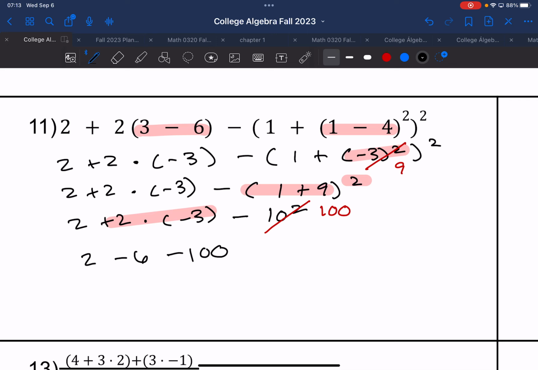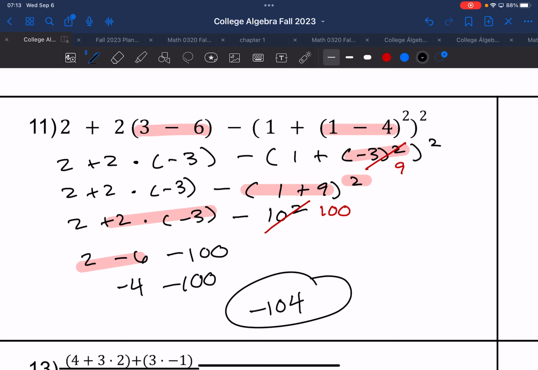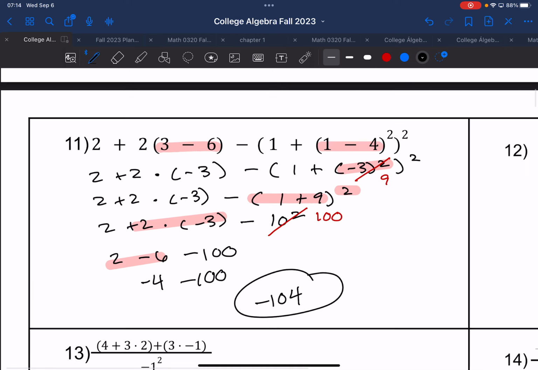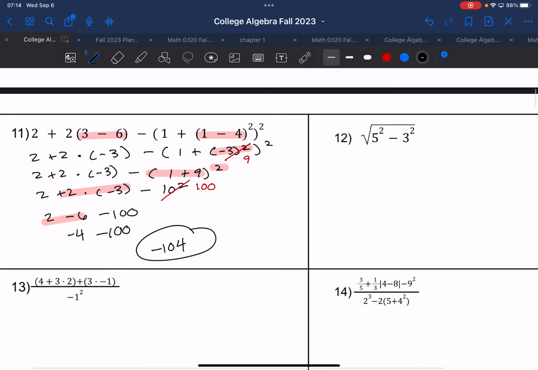Okay. Next part here, that 2 minus 6. What's 2 minus 6? Negative 4 minus 100, which gives us our total answer of negative 104. They're both negatives. That means we add them together, and our answer is negative.